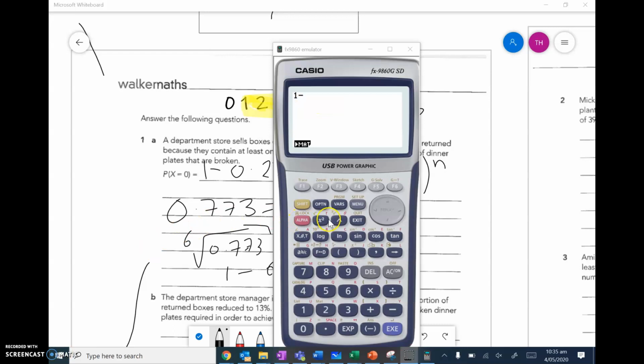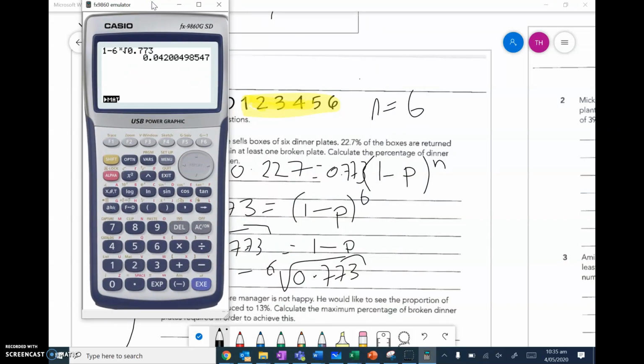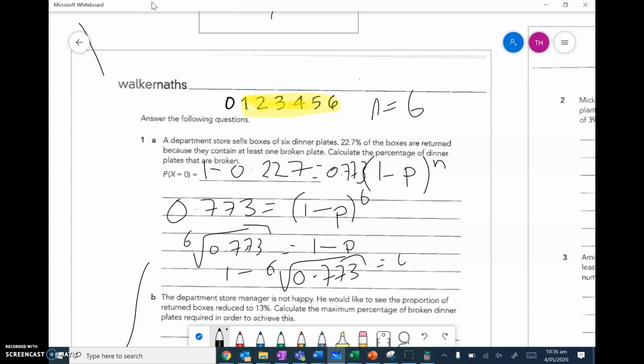So in your calculator to get the 6th root, you press 6, then you press shift, this little up power button here, but above it it has x square root. So now you're saying it's the 6th root of 0.773, and that gives me 0.042, which equals 4.2%, because remember it asked us to give a percentage.